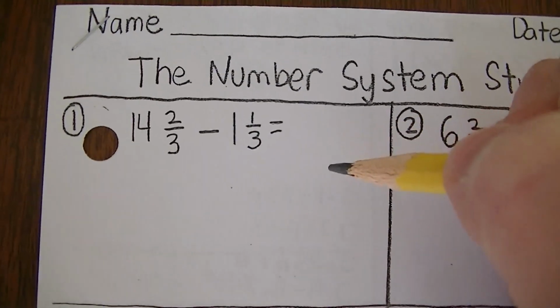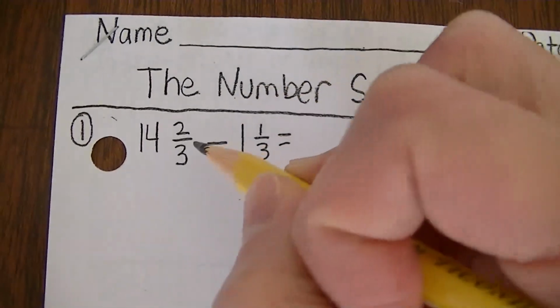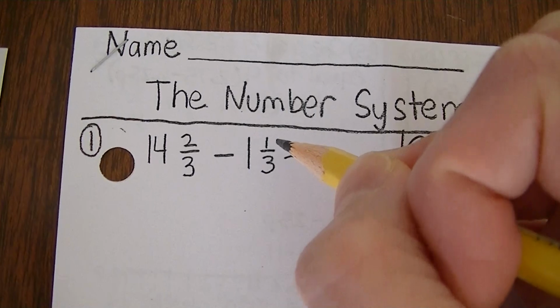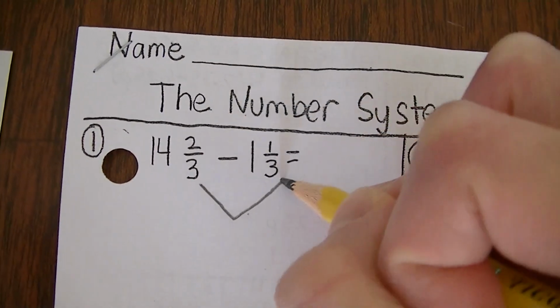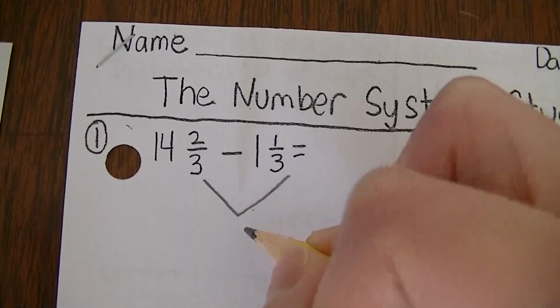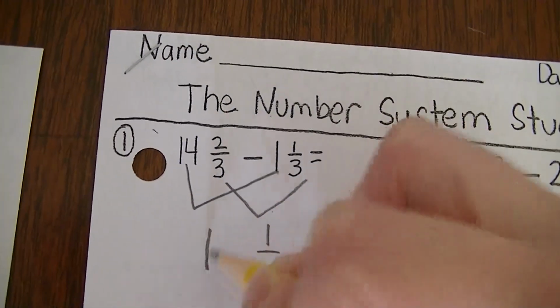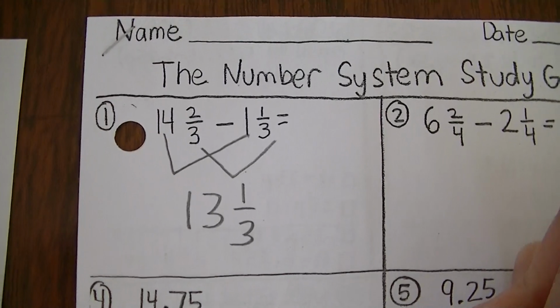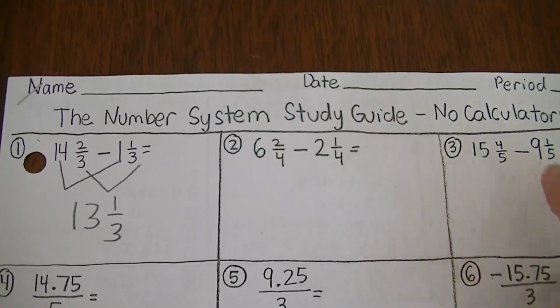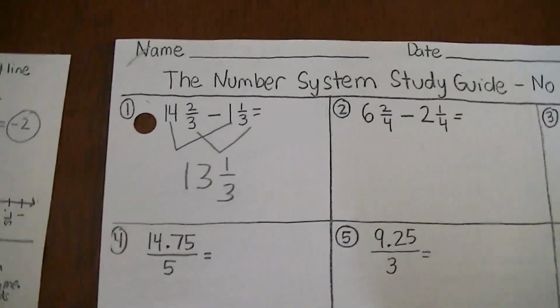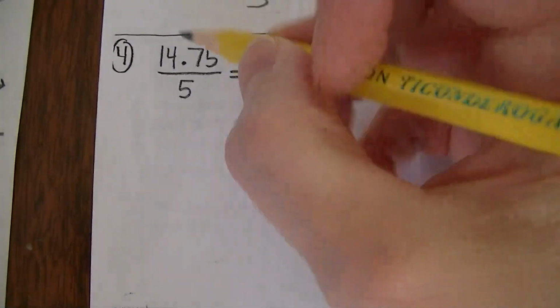14 2/3 minus 1 1/3. I can see right now that the fractions already have a common denominator, so that makes it easy for me. 2/3 minus 1/3 is 1/3. And then 14 minus 1 is 13. So that's how I got 13 1/3. Try these next two on your own. They're very similar.